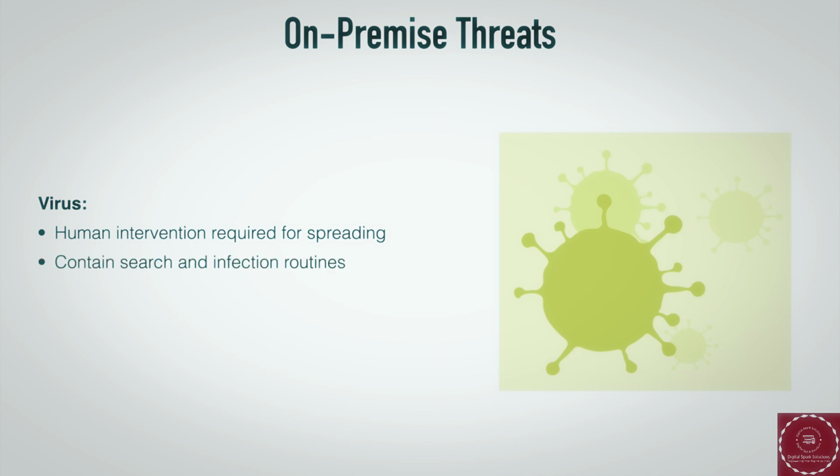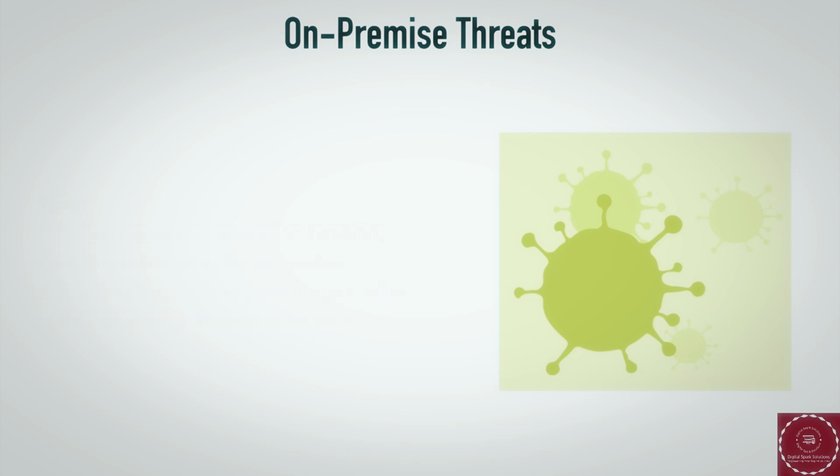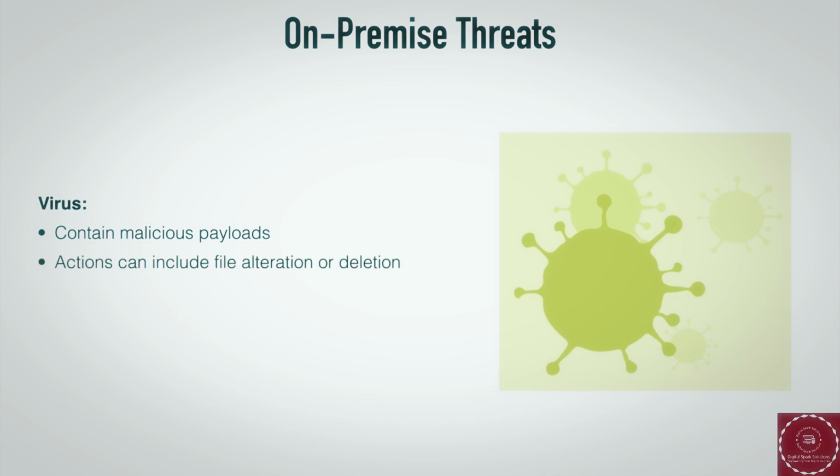All viruses have search and infection routines. The search routine is tasked with locating new things to infect, which could be files, hard drive space, or RAM. After the search routine, the infection routine is responsible for multiplying the virus and attaching it to the vulnerable items found with the search routine. Many viruses will also contain a payload, specifically a malicious payload designed to do harm to a victim's computer by things such as altering or deleting files, among other things.